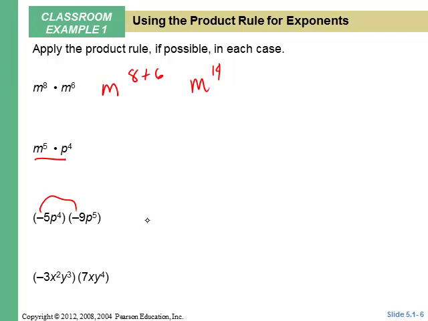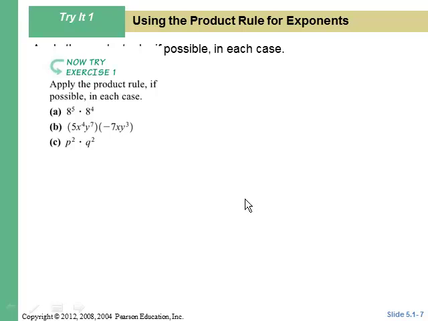You multiply these numbers and you get 45, but then you add the exponents, p to the 9th. Multiply the numbers, negative 21. X will be to the 2 plus 1, which is third. Y will be to the 3 plus 4, which is 7. Notice if there's no exponent there, assume the exponent is 1. Now you do these.